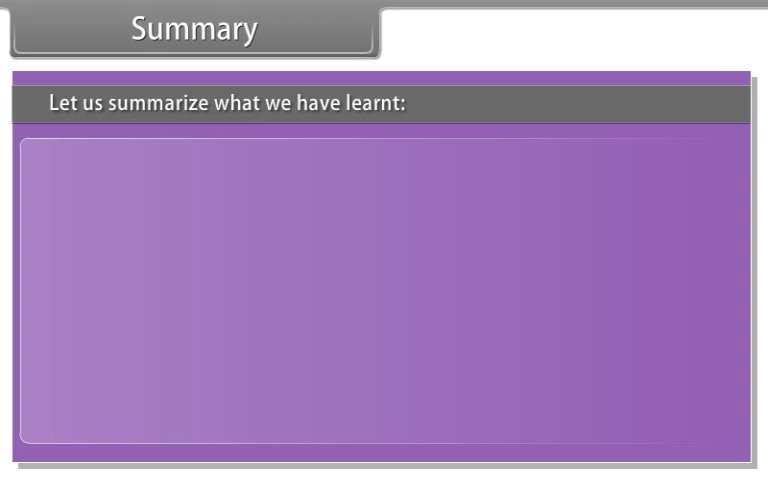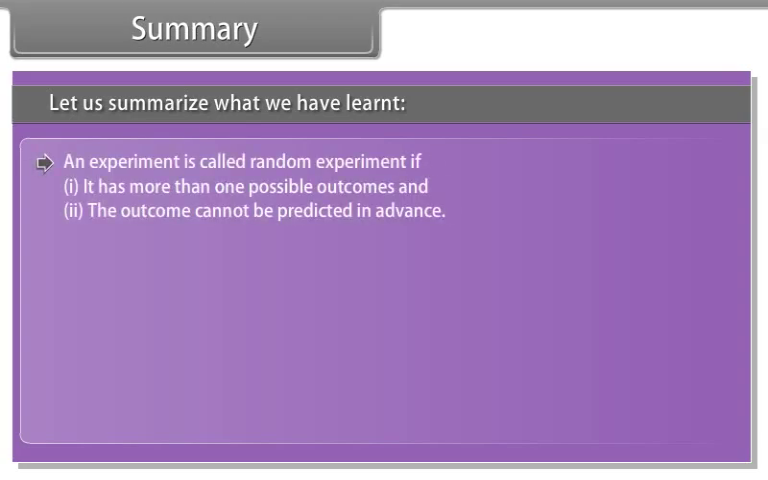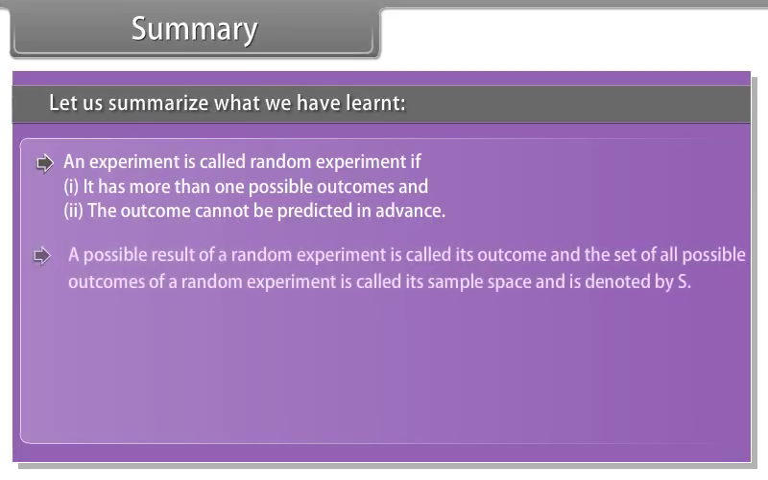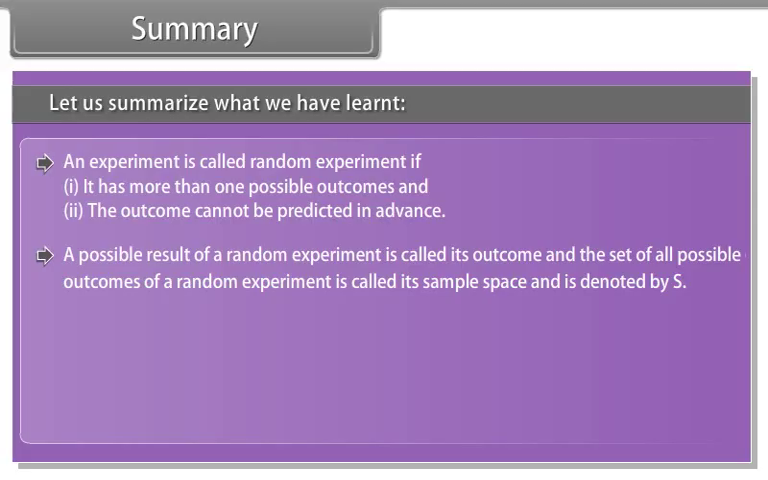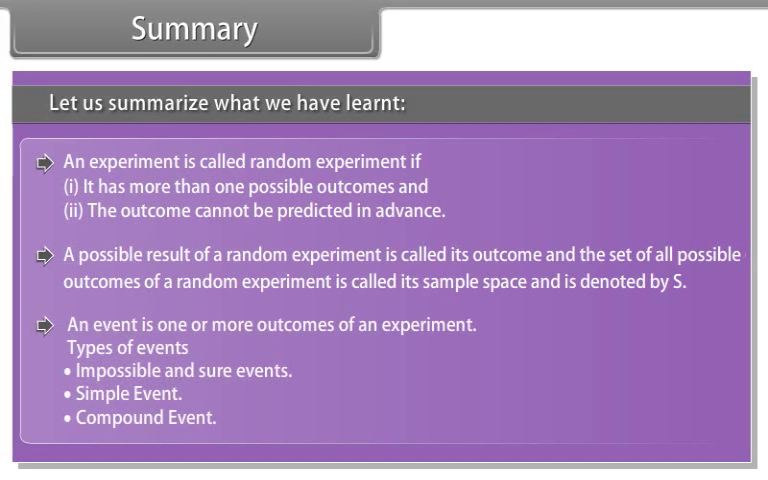Summary. Let us summarize what we have learned. An experiment is called a random experiment if 1. it has more than one possible outcome, and 2. the outcome cannot be predicted in advance. A possible result of a random experiment is called its outcome, and the set of all possible outcomes of a random experiment is called its sample space and is denoted by S. An event is one or more outcomes of an experiment.